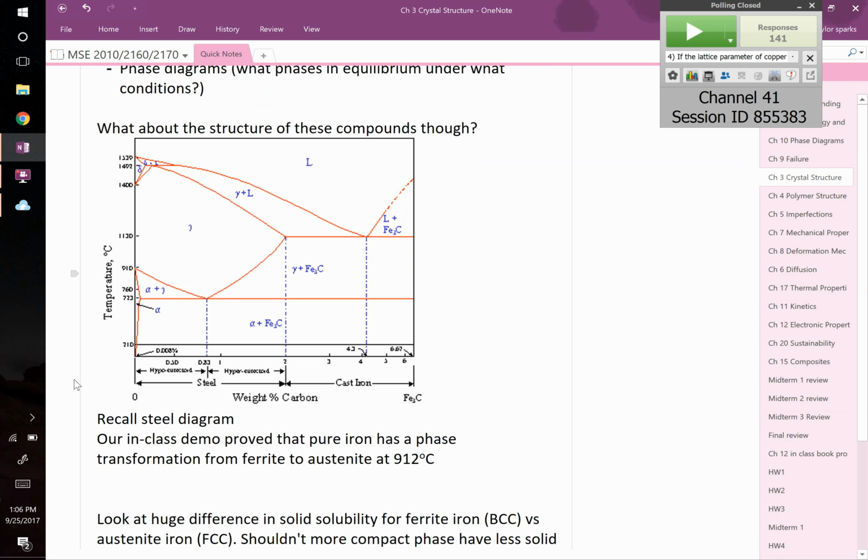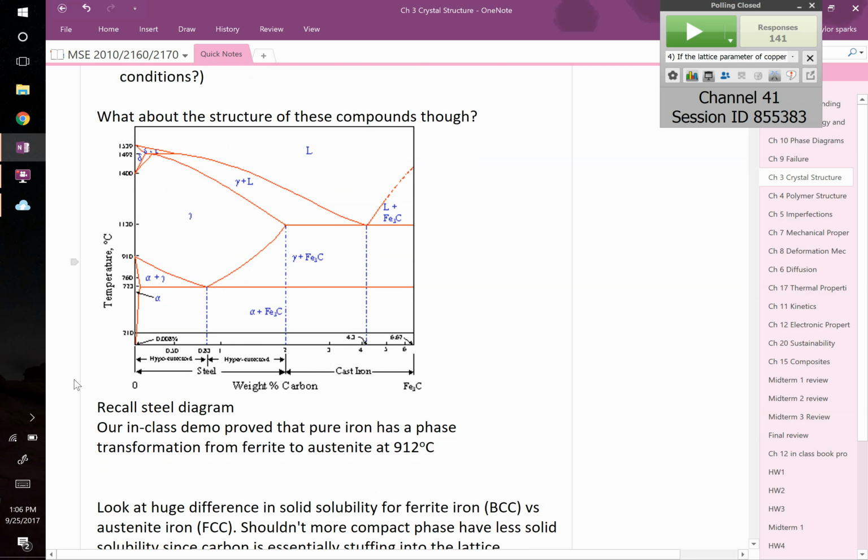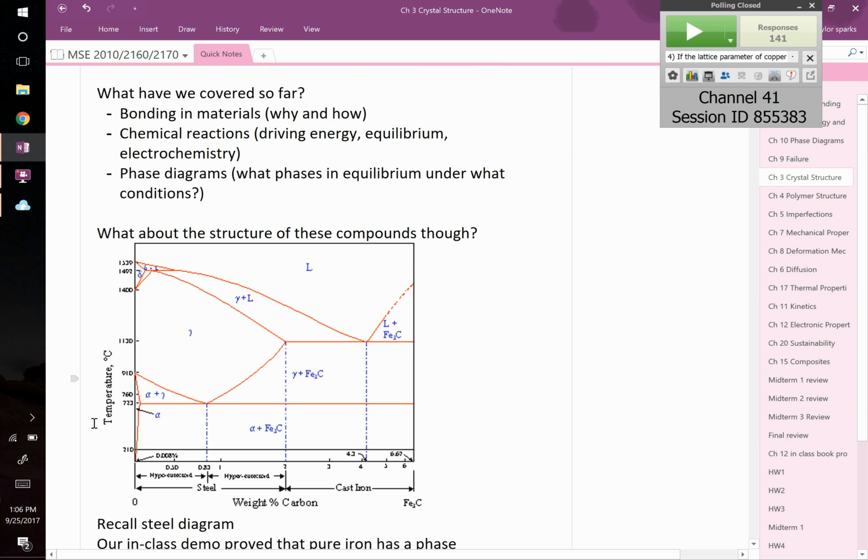Here's another proof, though. If you look at the phase diagram, look at this low temperature phase, alpha. How much carbon can fit inside of it? At maximum, the maximum solid solubility of carbon in pure iron is 0.022%, right? So a pretty small amount. However, if you go to that higher temperature phase, gamma, it can fit all the way up to 2.14 weight% carbon in it, right? So even though you're still talking about a lattice of iron, one of them can barely fit any carbon inside of it, and the other one can fit a ton of it inside of it.